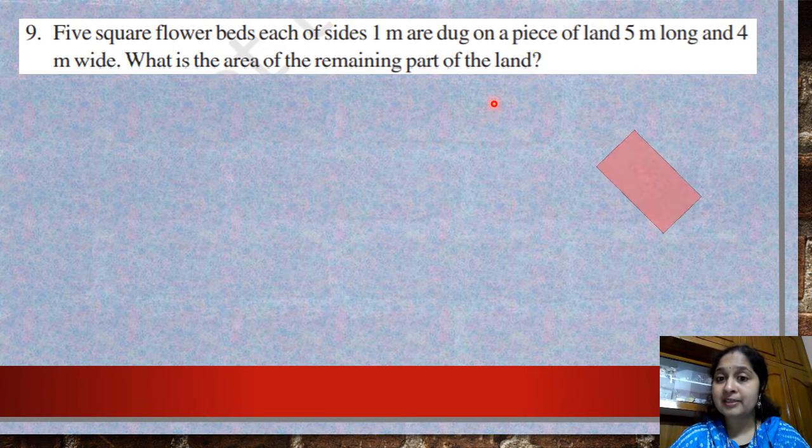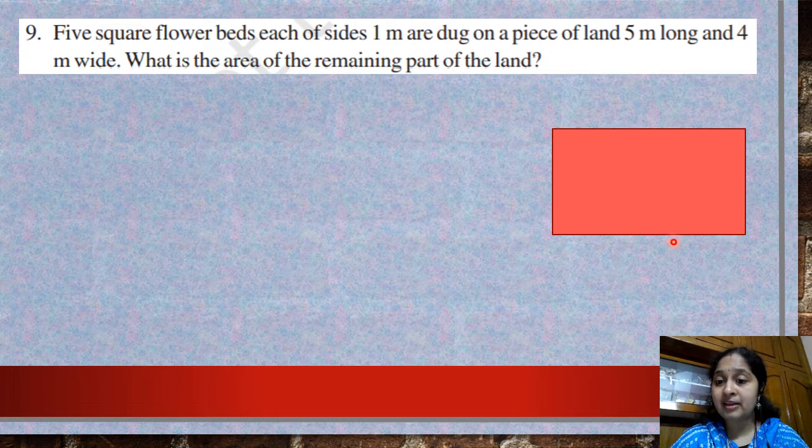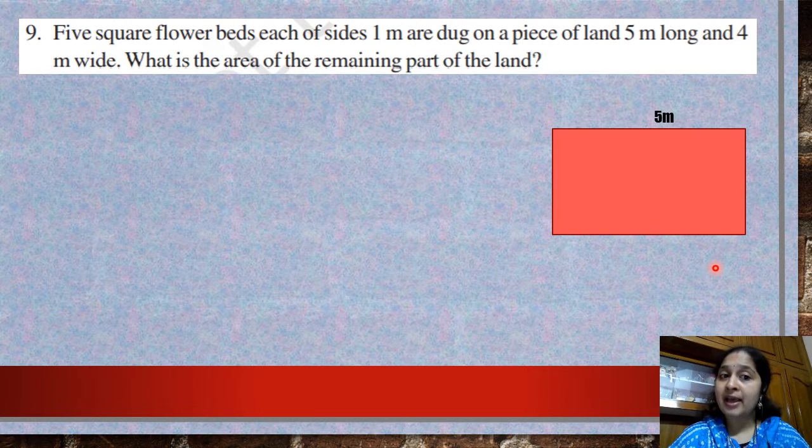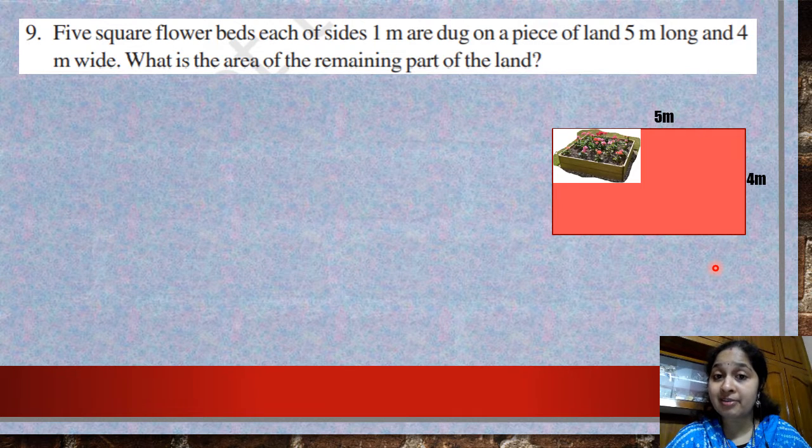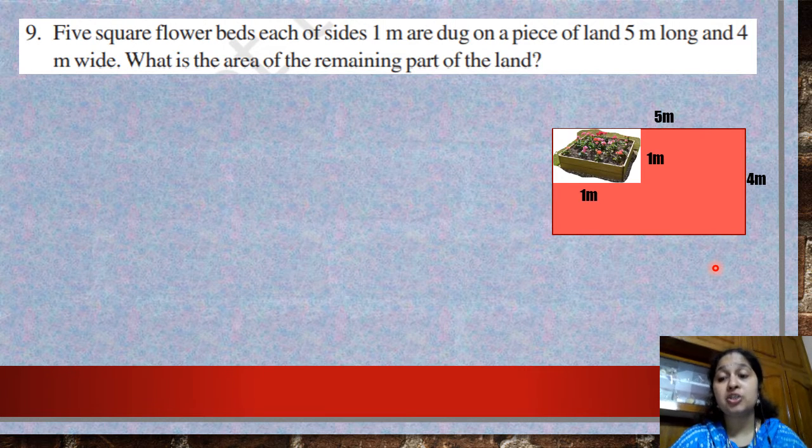So how do we get it? See, this is a piece of land which is 5 meters long and 4 meters wide. So inside this we have a flower bed. How many flower beds, children? It's 5 flower beds, each 1 meter by 1 meter. Similar to the previous sum, this is also a square flower bed. So the dimensions of length and breadth are the same. So we only have the side. So how many such flower beds are placed? 5 such flower beds.